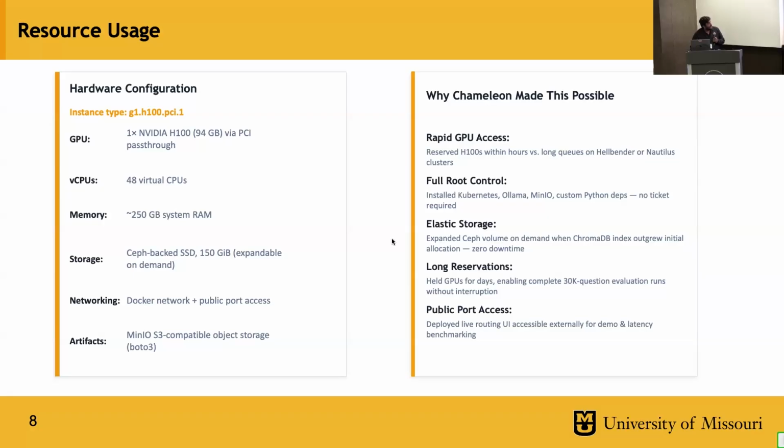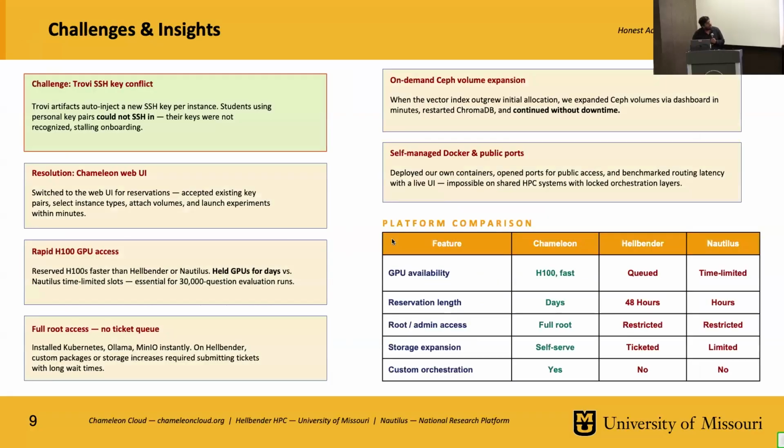So that's about the hardware configuration. When I go to challenges and insight, like most of our students, when we got into Milestone 2, we had to create the Chameleon account and start the Trovi notebooks. We had an issue where we had an SSH conflict. Since most of the students weren't familiar with that, we spent a lot of time discussing how to figure that out. We finally figured it out when we create a reservation through Trovi.